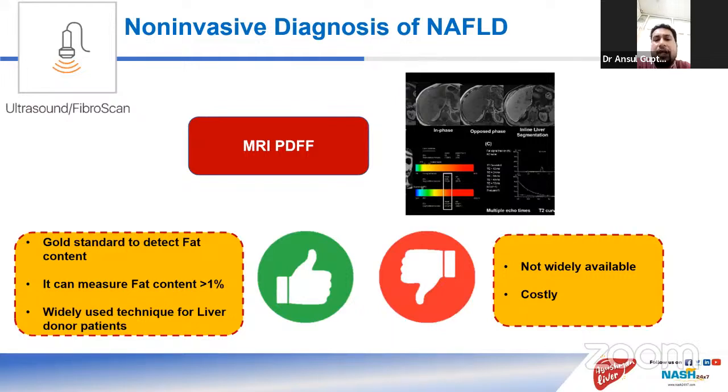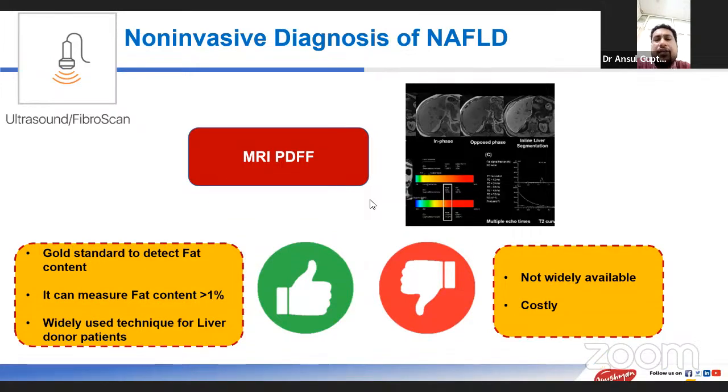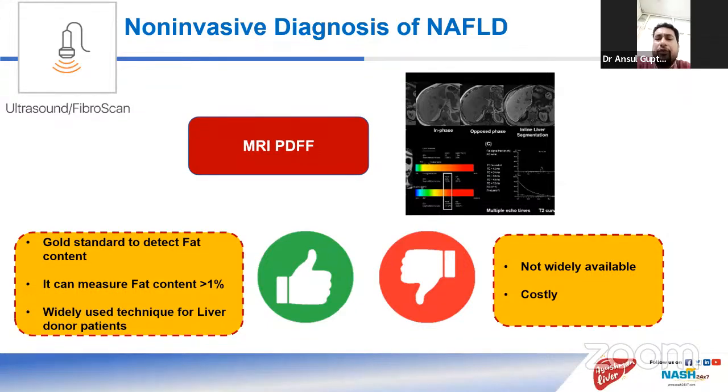This MRI, what I told, MRI is not widely used. It is a costly test, but it is the gold standard test to detect fat content. It can detect fat even if it is more than 1%. This test is not used for diagnosis of patients in clinic. But yes, if a patient is going for a liver transplantation and he is a donor, then definitely an MRI scan is done, because a patient who has fatty liver will not be a proper donor.